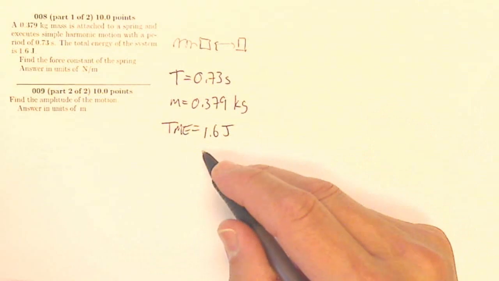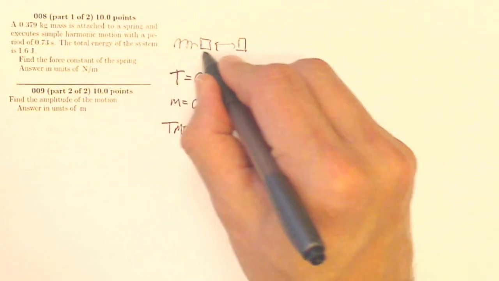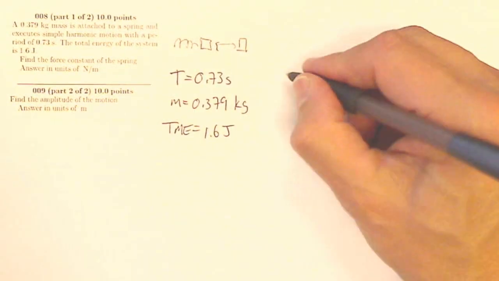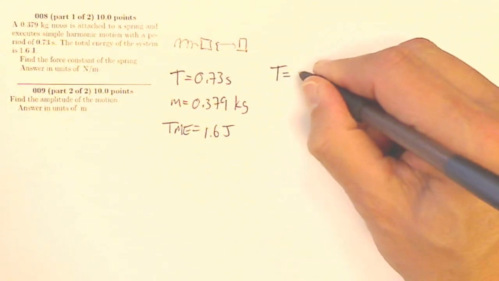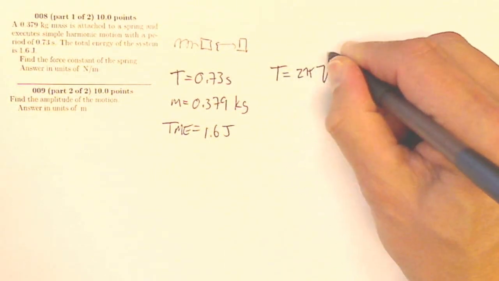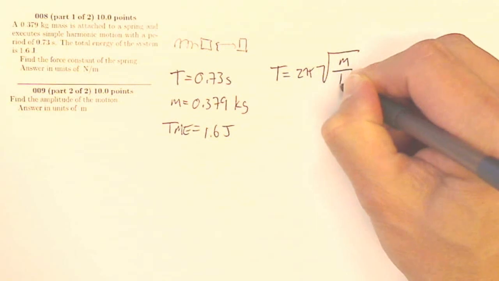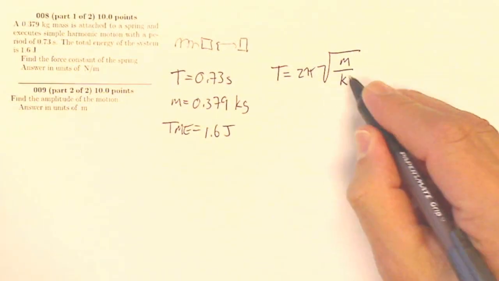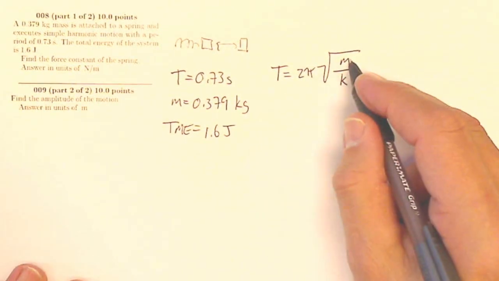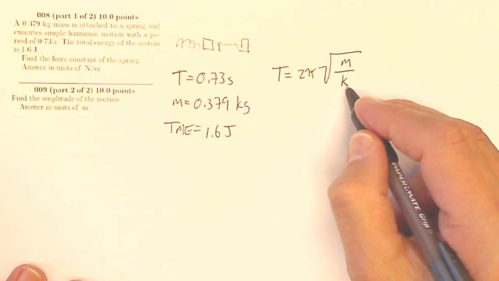Now, do I have any way of finding the force constant? This seems like a strange question. But I do, because I remember that the period of the spring is going to be 2 pi times the square root of the mass over the spring constant. And I'm looking for the spring constant. I know the period, I know the mass, so I can easily solve for the spring constant here.